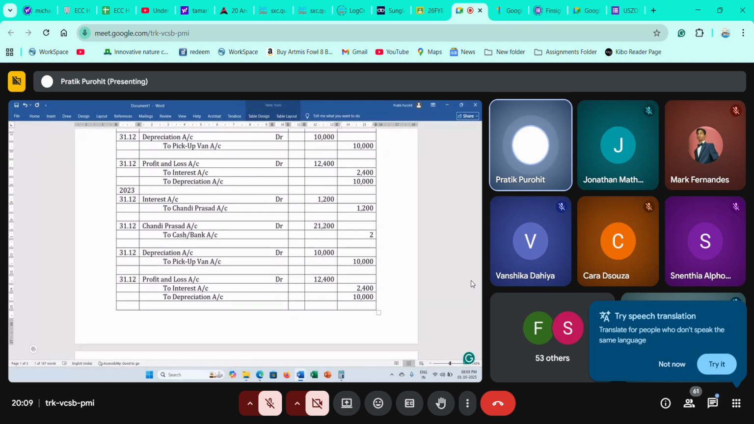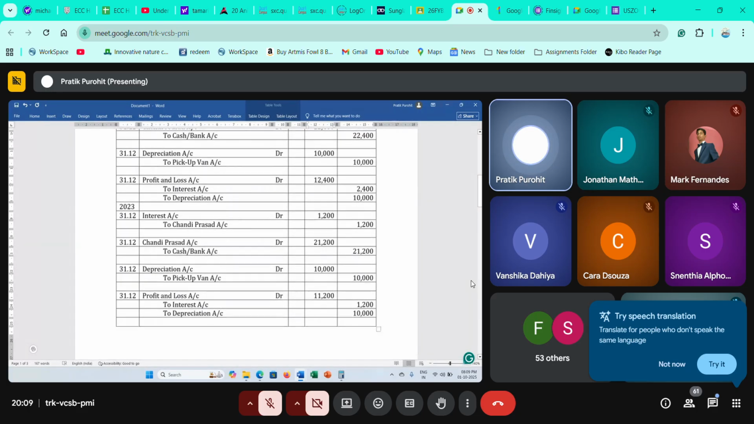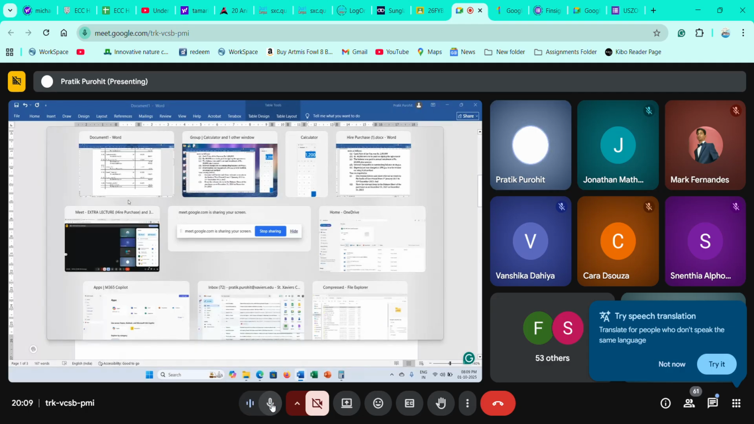21,200 here. Agreed? Depreciation remains as it is. Your entry transferred to P&L, interest amount changes to 1,200. So that means the amount transferred to P&L is now 11,200. Yes. Do you agree with this? Any doubts with cash method?